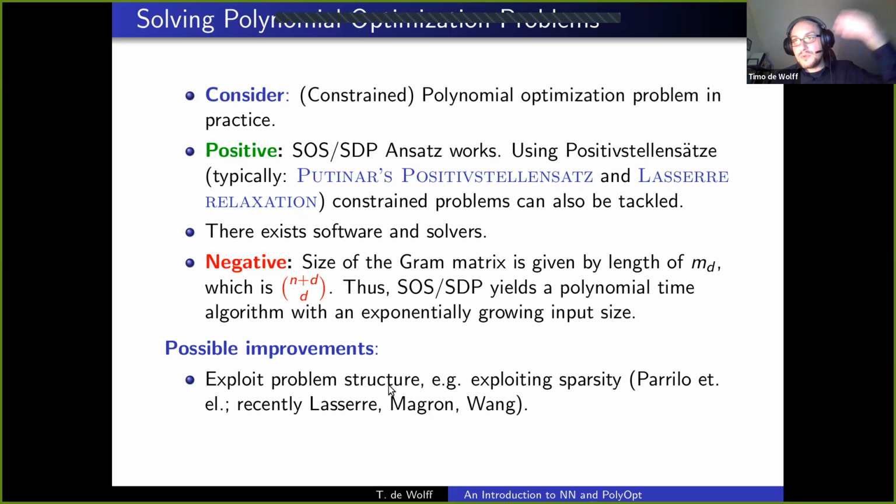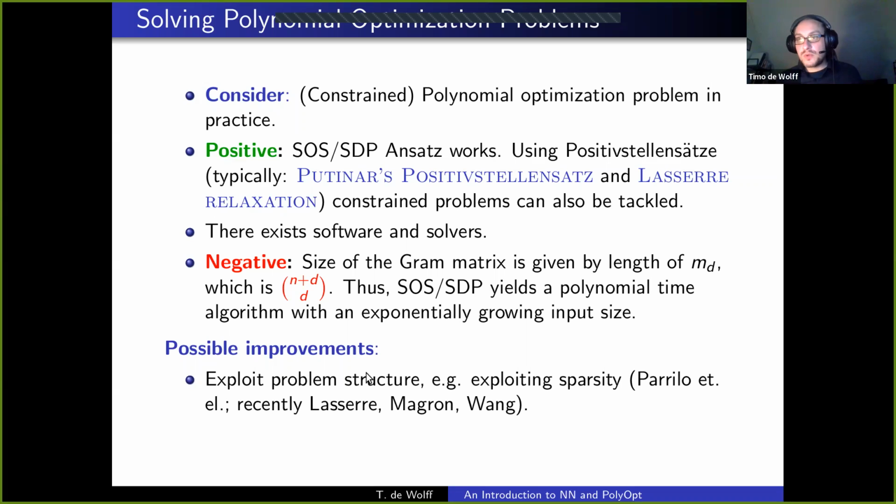What I described to you with this Gram matrix method is, of course, very naive, right? I have put zero information about my polynomial or my constraints into this. I just wrote down this matrix and then said, okay, let's solve some kind of SDP to find this Gram matrix. But often you can exploit the structure. Often you will have sparse systems, for example, you might have symmetry, other things like that. One can exploit this. This was done already years ago by Pablo and collaborators. And let me mention this recent work by Lacerda, Grand and Wang, which really leads to quite impressive speedups in what you can compute.